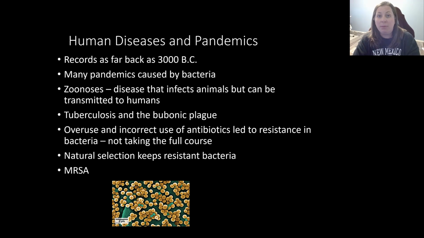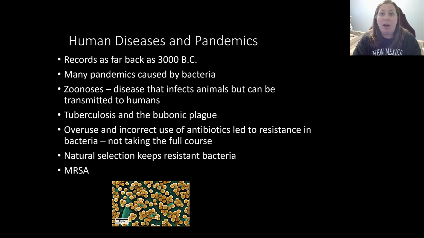Tuberculosis and the bubonic plague are two examples of pandemics that happened due to bacteria. Tuberculosis is a respiratory condition, and it is still common today. It actually kills 2 million people pretty much every year. You just don't hear about it that often. So it is still a big problem in the world. It is treatable now. You can't get rid of it completely, but you can live with treatment.